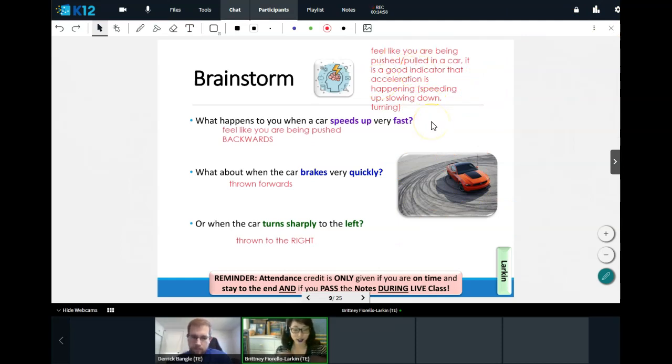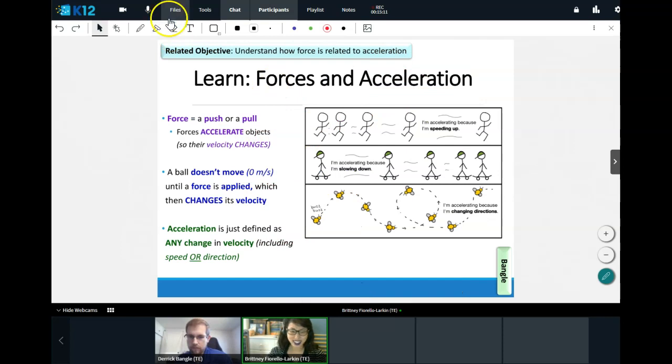So if you feel yourself go forwards, backwards, left, or right, it's a pretty good indicator that acceleration is happening. At least extreme acceleration. Excellent. All right, so let's talk a little bit about what acceleration actually is. All right, so forces and acceleration.